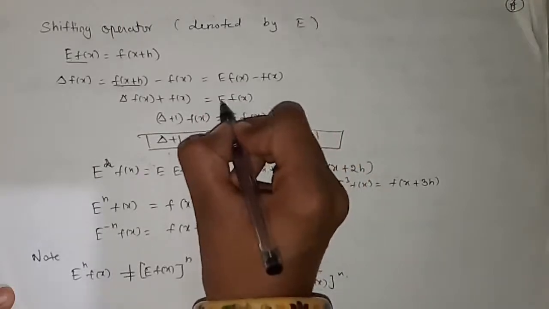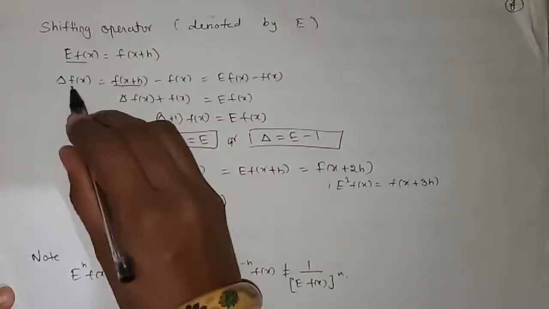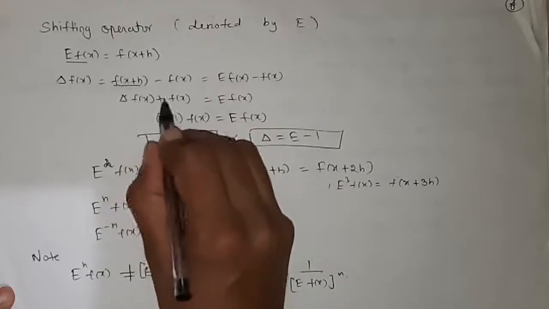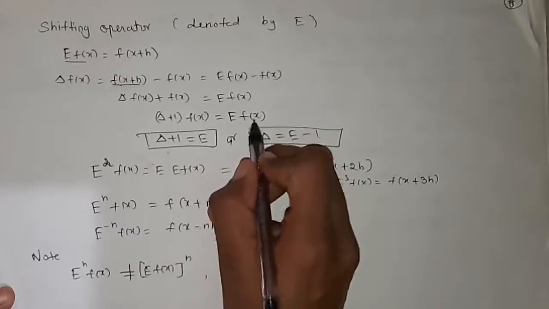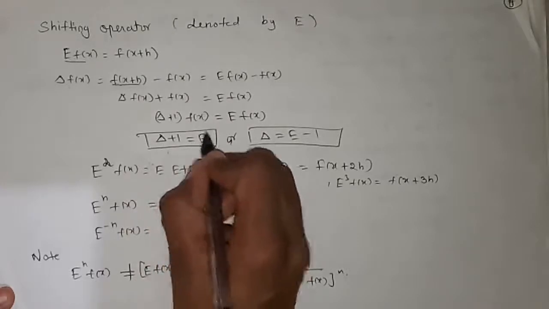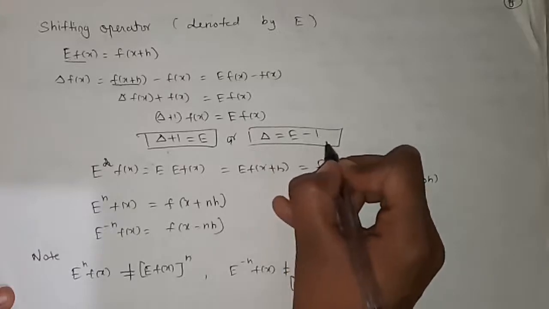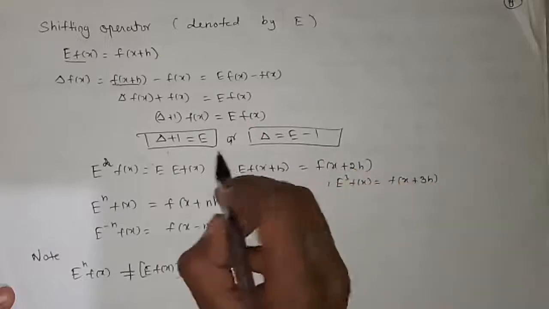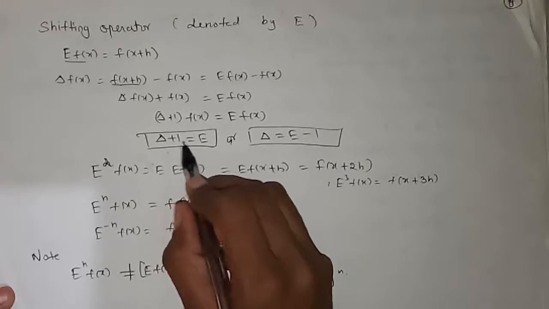Again, I'm writing E on the right hand side, and shifting the other term to the left hand side. So delta f of x, this minus becomes plus, so plus f of x. Again, I can write this as delta plus 1 f of x, which is equal to E f of x. So if this is true, then I can say that delta plus 1 is equal to E, and if this is true, then I can write delta as E minus 1. So this is an important result which we will use in further questions. You have to remember how delta and E are related. So delta plus 1 is equal to E.